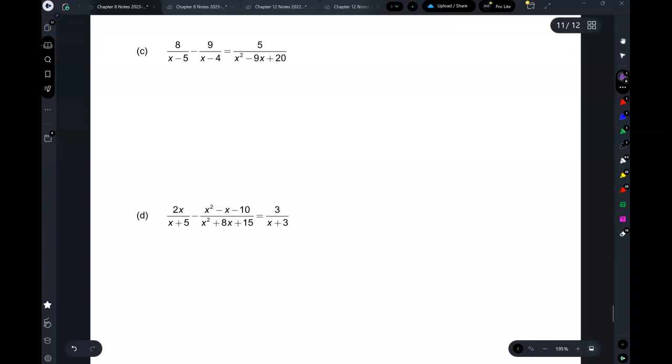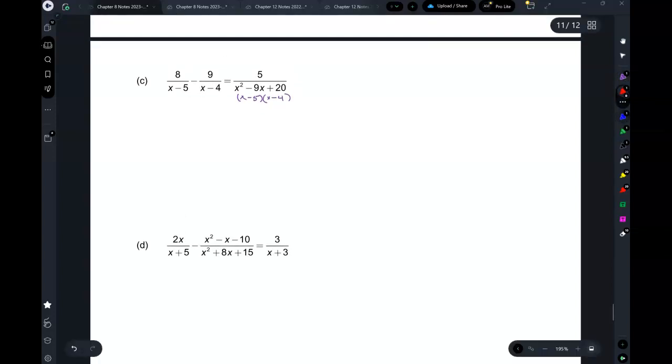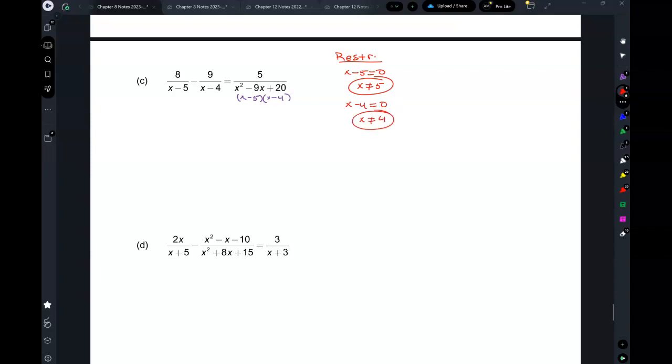Okay, so here, is there anything we can factor? Yes. So this one is going to be x minus 5, x minus 4. Okay? So let's do restrictions. So x minus 5 equals 0, which means x can't equal 5. x minus 4 equals 0. x can't equal 4. Okay. So now, what's the LCD? x minus 5, x minus 4.